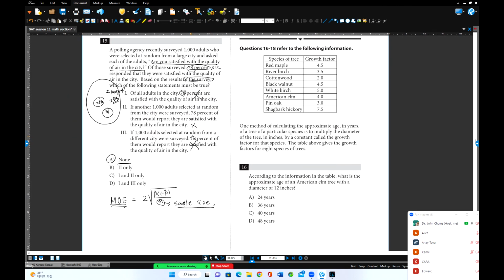All right, try number 16. We have many species of trees, growth factor and the red species. One method to calculate the approximate age in years of a tree. Oh, they have explained it over here. Approximate age: multiply diameter times a constant growth factor. We multiply the diameter times this growth factor, and it gives us the age of the tree. According to the information in the table, what is the approximate age of an American elm tree? American elm tree with a diameter of 12 inches, so 12 times the growth factor of 4, right? It's going to be 48 years.